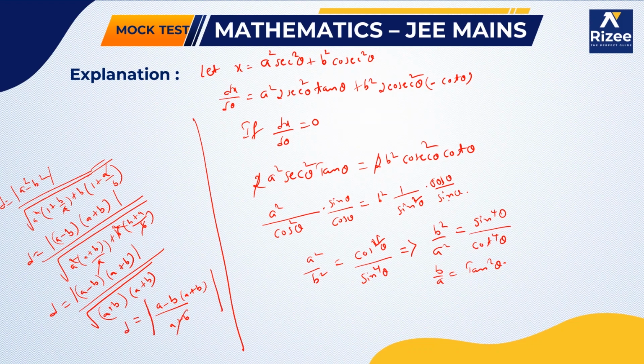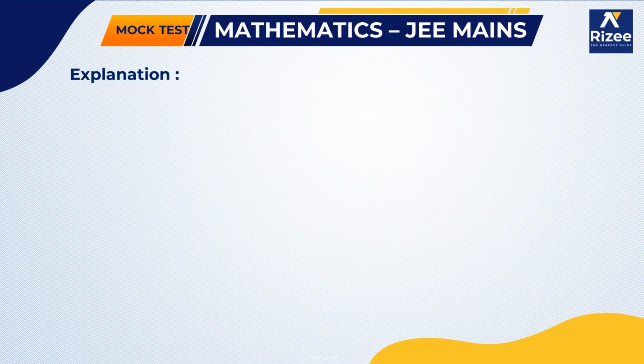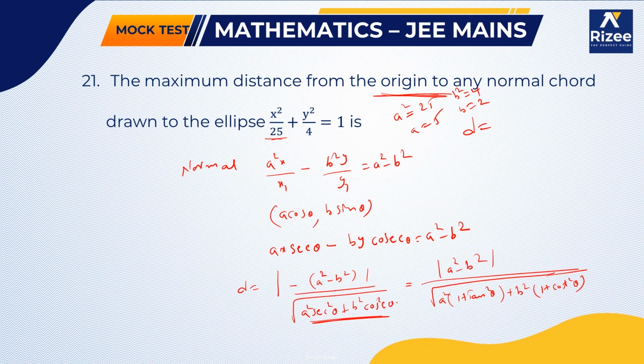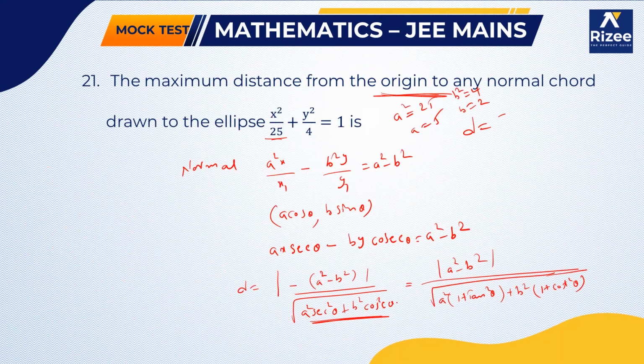Simply we can write d is equal to a minus b. Here a square is equal to 25, so a equals 5, and b square is equal to 4, so we get b is equal to 2. A minus b means 5 minus 2, which equals 3. The answer is 3. It is the integer type question. Next question.